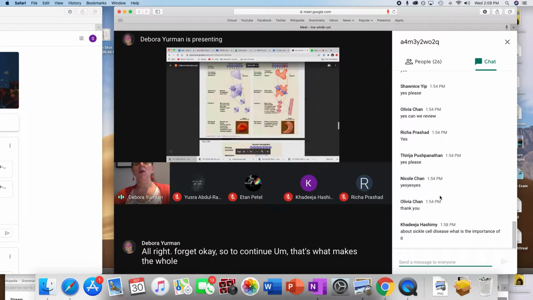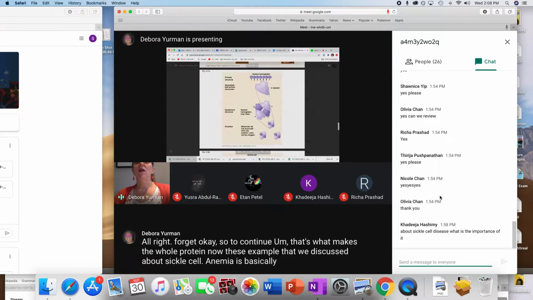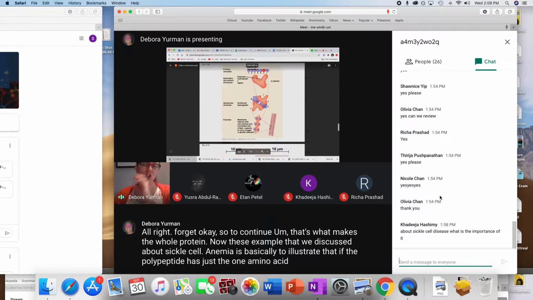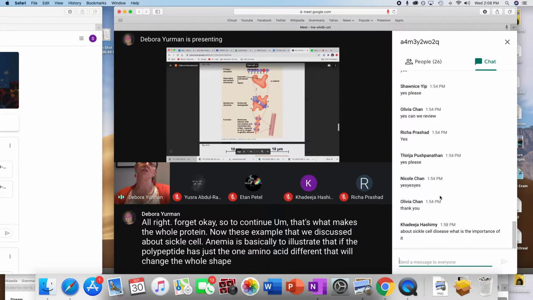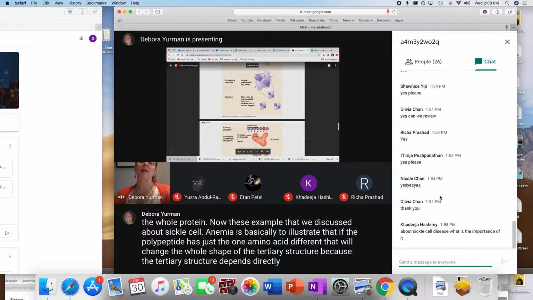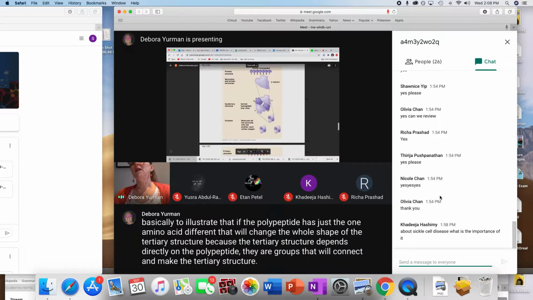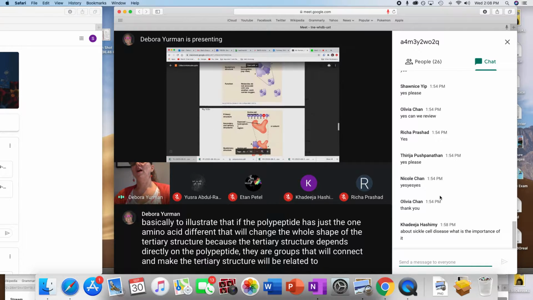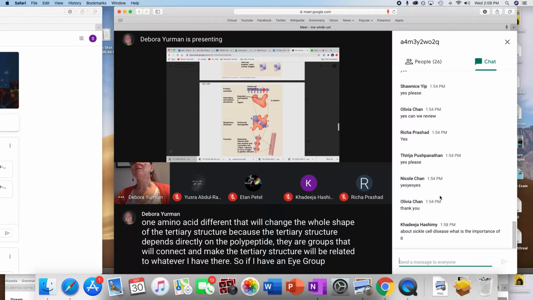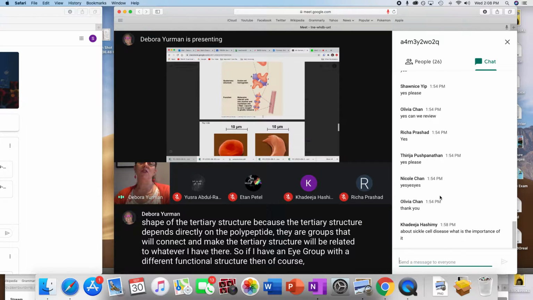Now, this example that we discussed about sickle cell anemia is basically to illustrate that if the polypeptide has just one amino acid different, that will change the whole shape of the tertiary structure, because the tertiary structure depends directly on the polypeptide. The R groups that will connect and make the tertiary structure will be related to whatever I have there. So if I have an R group with a different functional structure, then of course the shape will be changed.